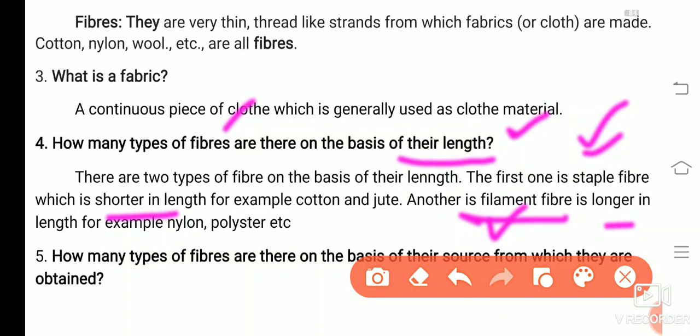The examples of staple are cotton and jute, and the examples of filament fiber are nylon and polyester, etc.